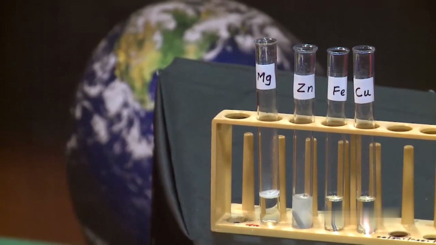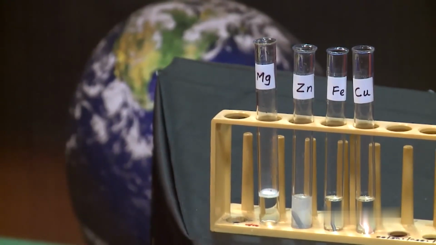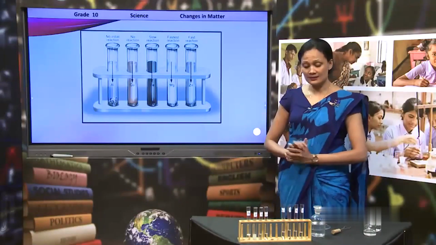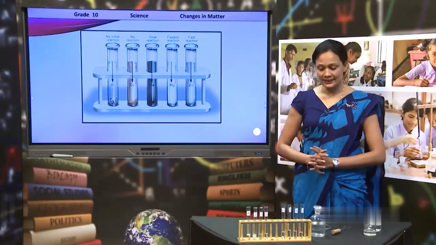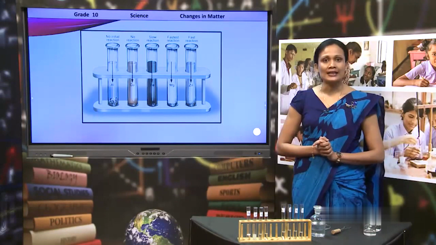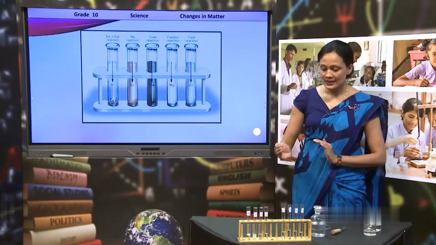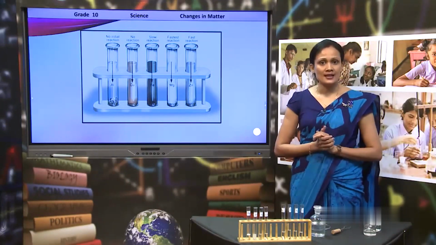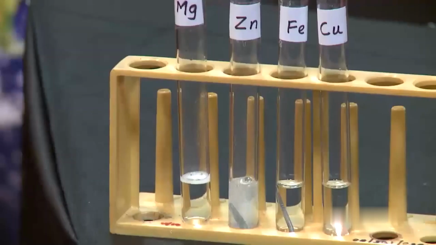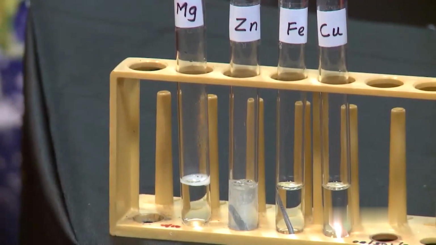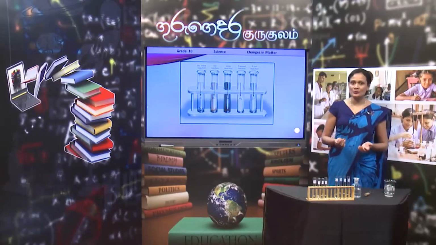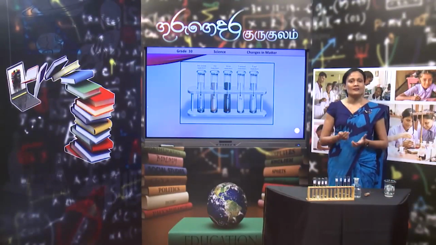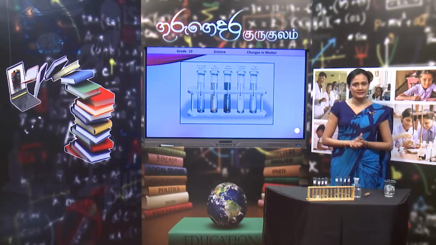But if we observe the reaction of the metals with the acid, they do not occur in the same manner. They react with different speed. That means the metals react with acid at different speeds because of their reactivity. Okay, now I am going to explain about the reaction of metals with acid.